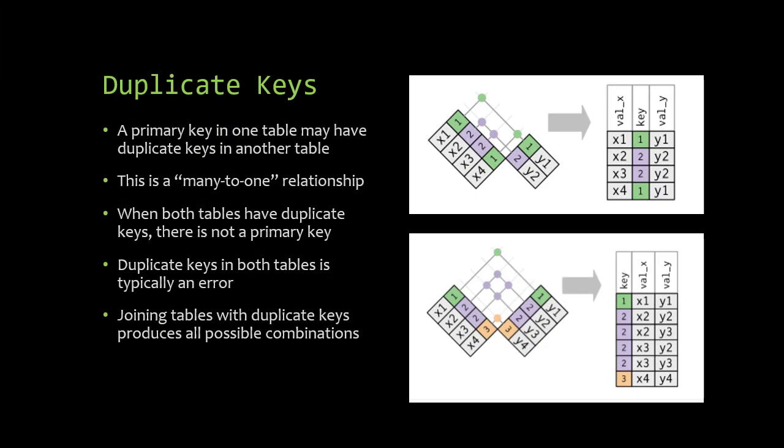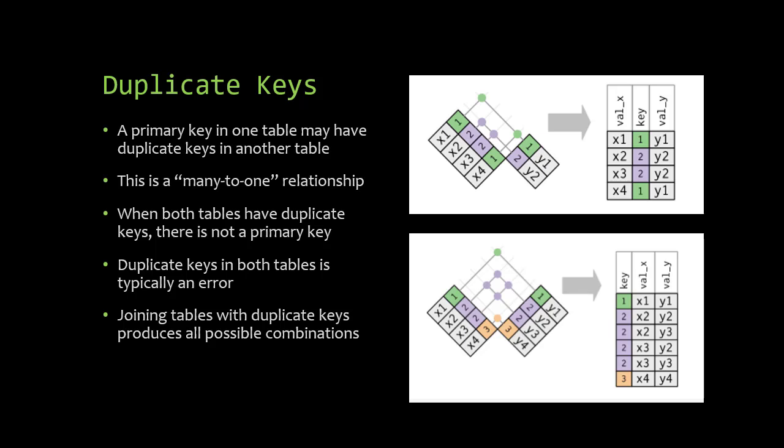I want to talk for a moment about duplicate keys. A primary key in one table may have duplicate keys in another table. Remember, to be a primary key, you have to be a unique value. And so in at least one of the tables, there can't be duplicates. But it may have duplicate keys in another table. This is a many-to-one relationship.